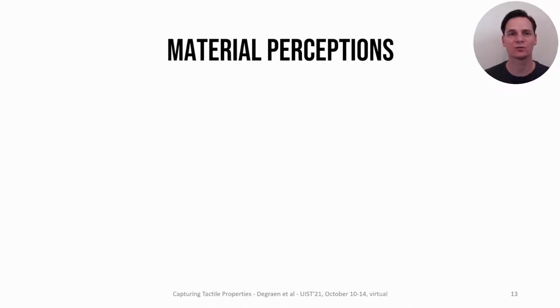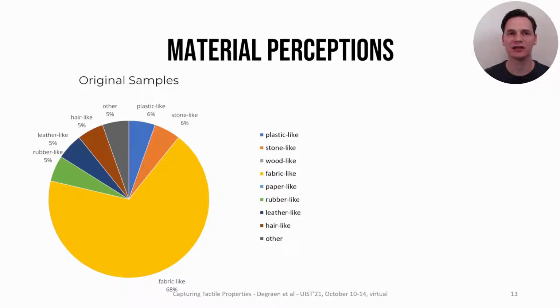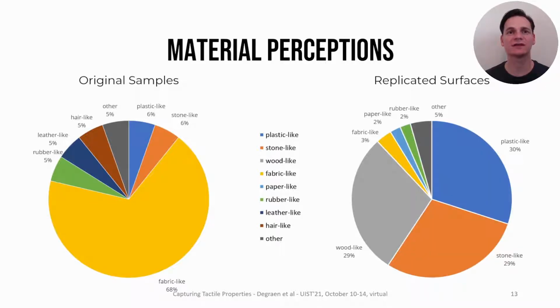When asked which material participants perceived, the majority of the indications for our set of original samples were categorized as fabric-like indications. However, our 3D printed replicas made out of plastic were perceived to be different materials, such as wood-like, stone-like, and plastic-like materials. This indicates that simple surface variation caused a degree of uncertainty in terms of the material perception of the replicated samples.